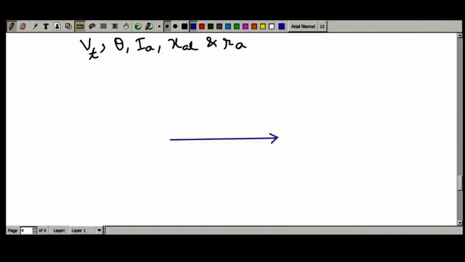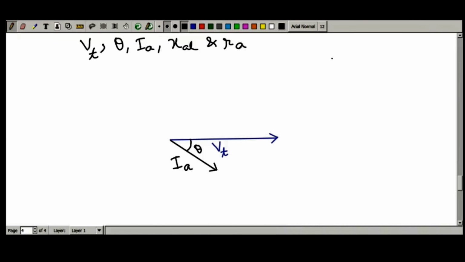So this is our terminal voltage Vt. Now according to the problem, the armature is loaded with a lagging power factor load. So armature current Ia is going to lag the terminal voltage Vt by angle theta. So we will indicate this by this one. Let's say this is your armature current Ia, and armature current Ia is lagging the armature terminal voltage Vt by the load power factor angle theta.